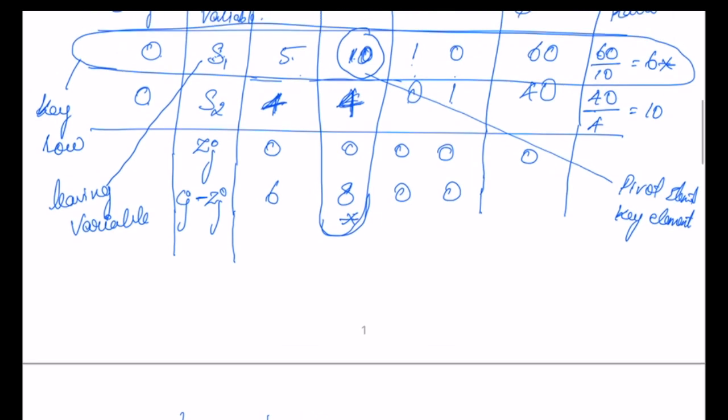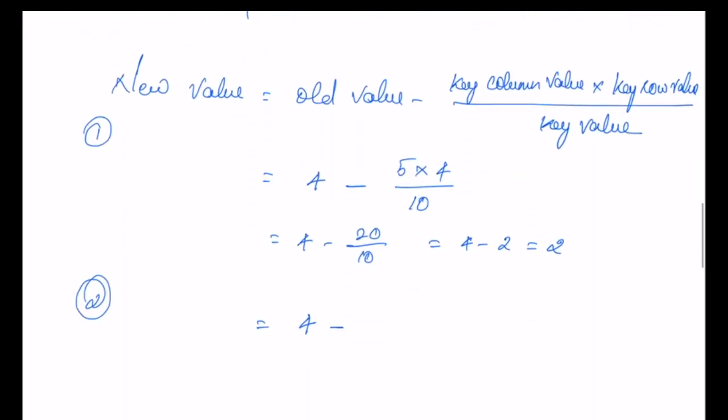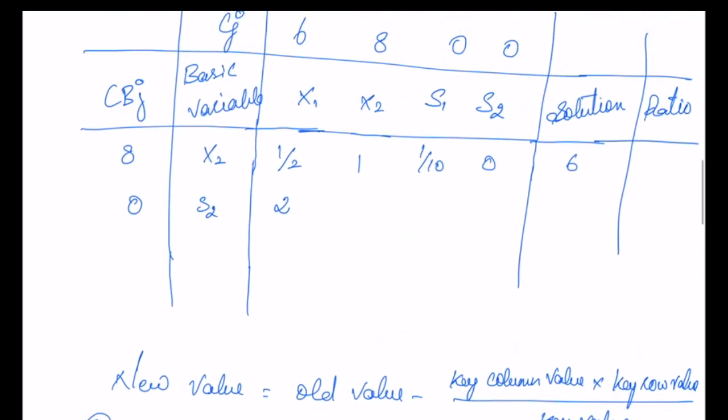And the key column value is 10 and the key row value is 4. Key column value is 10 and key row value is 4 divided by the key value 10. So this is equal to 4 minus 40 by 10. So this is equal to 4 minus 4. This is equal to 0. So the second value is 0.